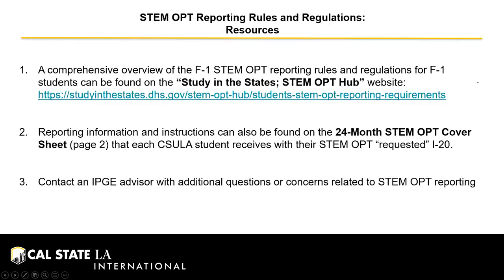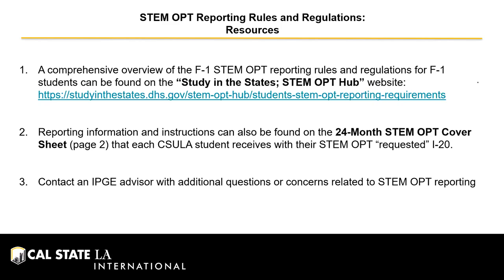Okay, so here we do provide 3 resources for you to keep in mind. Number 1, there is a comprehensive overview of the F1 STEM OPT reporting rules and regulations for F1 students, and it can be found through the Study in the States STEM OPT Hub website. So again, this resource is very detailed for you to read through. We highly suggest you refer to it as you move forward.